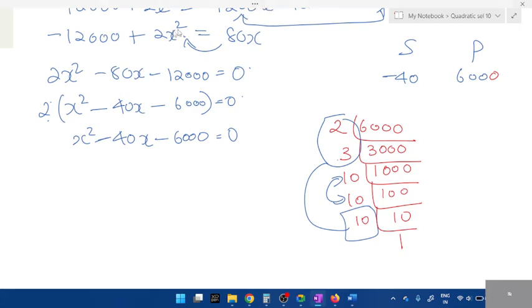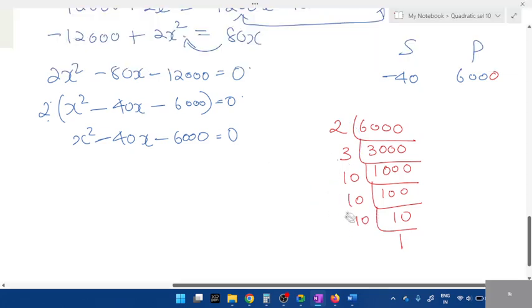So only that will take time, students. Only that you'll have to identify. Okay, only this part you'll have to identify. Only when the numbers are big. Can you see 6000 is bigger, right? A normal factorization, you won't get it. Anything above 100 or 200, you can use this method.